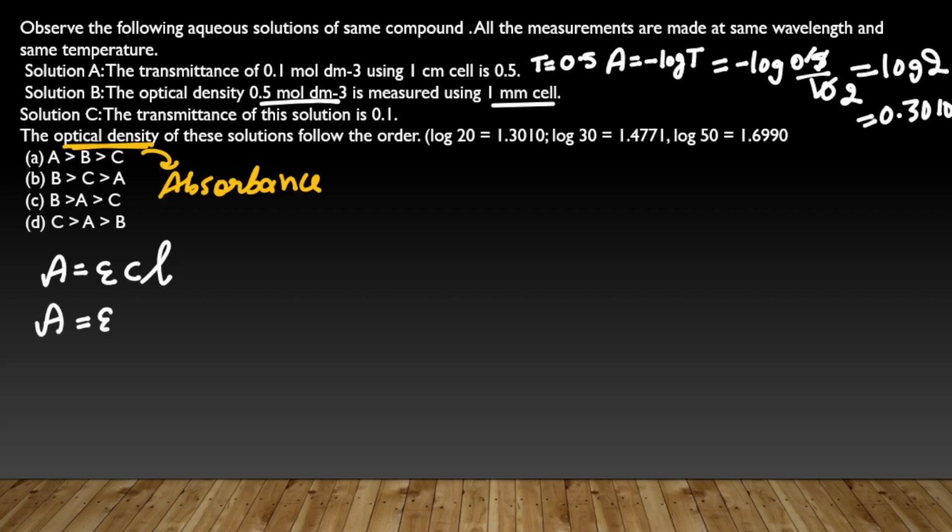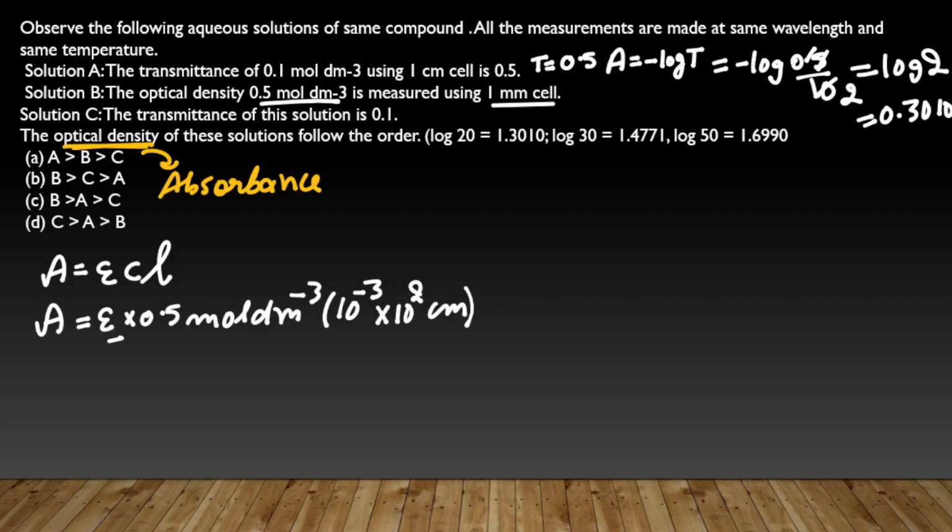This absorbance value we have to find out. This is epsilon. The concentration is 0.5 mole per decimeter cube, and the length value is given to us as 10 raised to the power of minus 3 meters, so that you can convert it into centimeters. So this is the optical density formula. But something is missing here: the epsilon value is not given to us, so we won't be able to find the absorbance value in this case.